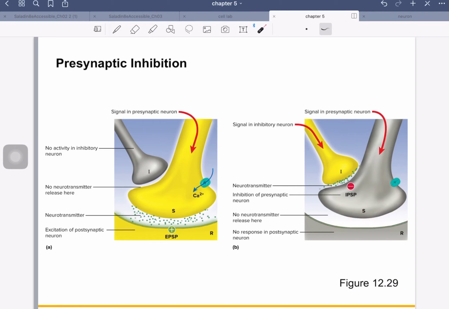So this thing about facilitation and inhibition are ways at the last minute to say, you know what, axon, yeah, you think you're going to fire, you have an action potential coming down, I'm going to stop you right down near the synapse and override it.